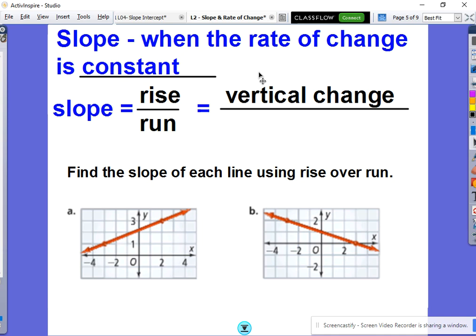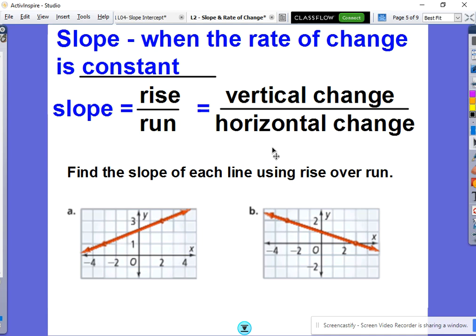Did you go down 3? Did you go up 4? Did you go up 7? Did you go down 2? What's your vertical change? Now, the run is a left or right talk. Run is left and right. That's called our horizontal change.